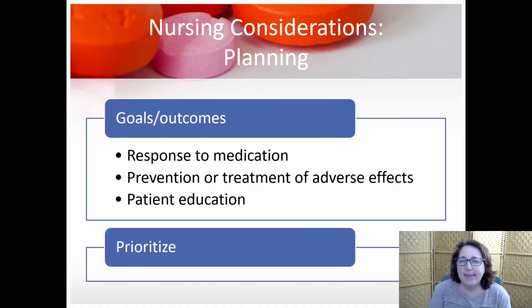Planning. In the planning stage, we look at all of the information so far, so that'd be our assessment and our nursing conclusions that we've gathered, always keeping in mind the specific patient we are working with. What are the goals and outcomes for this patient? How are we going to prioritize them? Again, this is pharmacology, so we're going to be focusing on the drug therapy here.